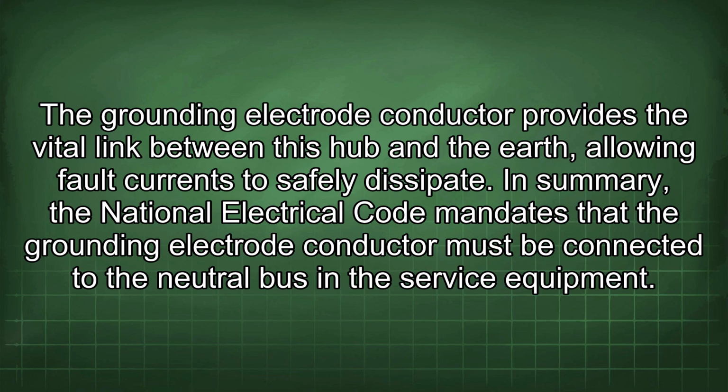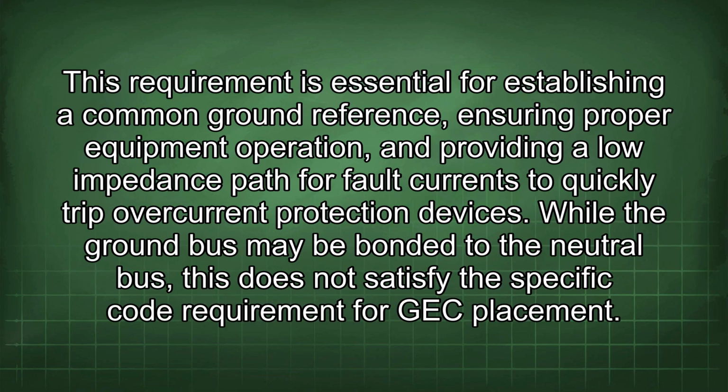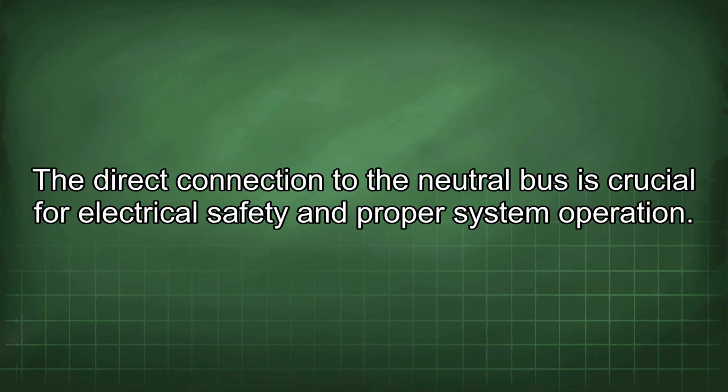In summary, the National Electrical Code mandates that the grounding electrode conductor must be connected to the neutral bus in the service equipment. This requirement is essential for establishing a common ground reference, ensuring proper equipment operation, and providing a low impedance path for fault currents to quickly trip overcurrent protection devices. While the ground bus may be bonded to the neutral bus, this does not satisfy the specific code requirement for GEC placement. The direct connection to the neutral bus is crucial for electrical safety and proper system operation.